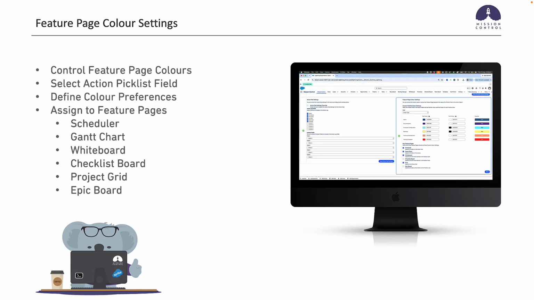The feature page color settings. This gives you the ability to customize the colors of the bar and or text over that bar, based on a specific custom pick list field on the action object that you might want to use. So for example, you might want the color to change based on the action type value. And you're able to choose which of the key feature pages that this coloring gets applied to. And this will take precedence over any of the other coloring options that Mission Control provides. So you can apply this to the scheduler, the Gantt chart, whiteboard, checklist board, project grid, and epic board.